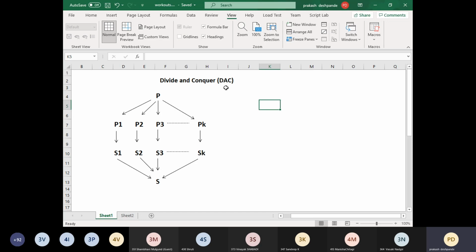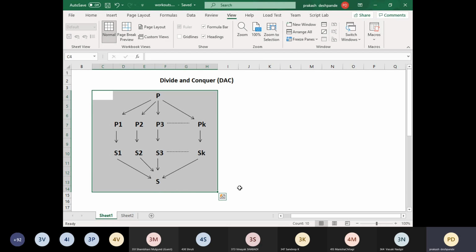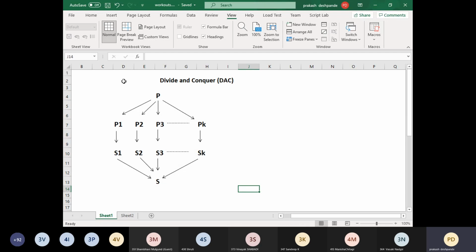Can anyone tell me what strikes your mind when you hear this word, divide and conquer, and see this particular diagram? What could this technique be, and how can a problem be solved using it? What can you think of?